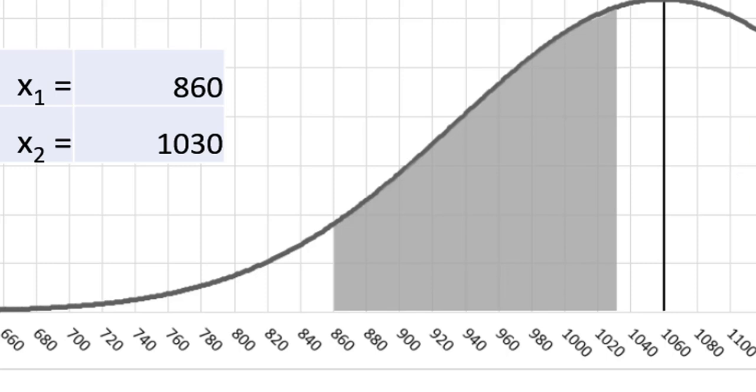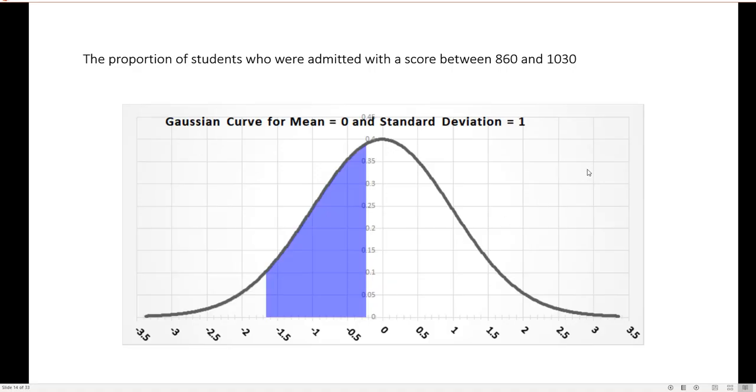Let's take a look at how that would translate to a standard normal curve. On a standard normal curve, this is what it would look like. We would want to know the area in between this value and this value, and I'll show you how to get to those two values. Let's go to the spreadsheet.